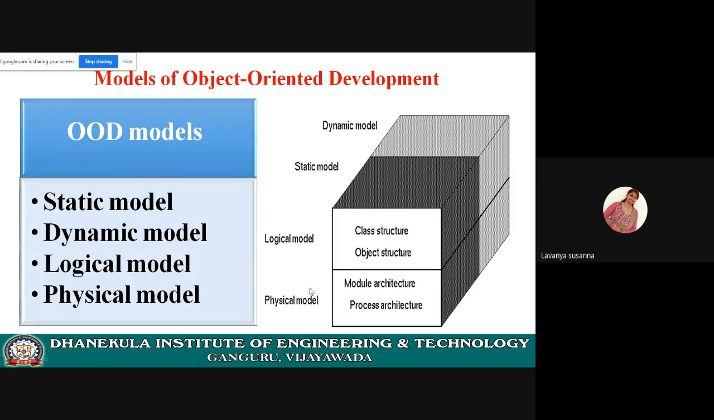Next, the physical model. The physical model represents modular architecture and process architecture. Modular architecture is nothing but system architecture. Process architecture involves the whole system, who interacts with it, all users, and with which other systems the system will interact. Process architecture contains the overall system representation. I hope you understood the physical model, logical model, static model, and dynamic model, already completed in your first unit. Just memorize all these things.